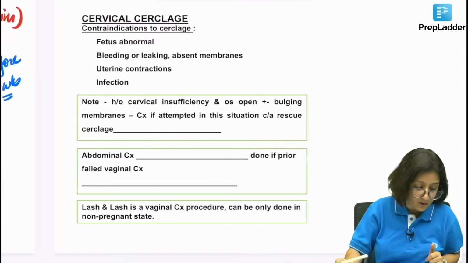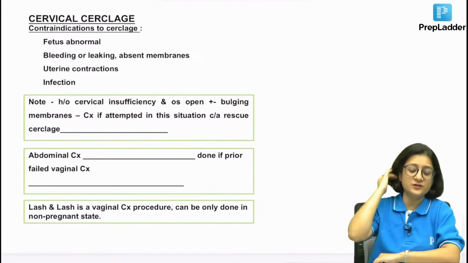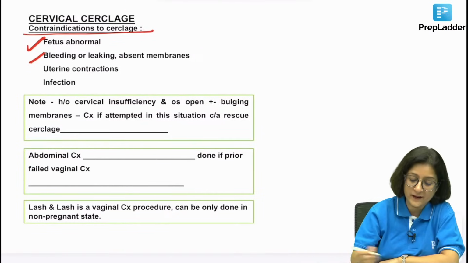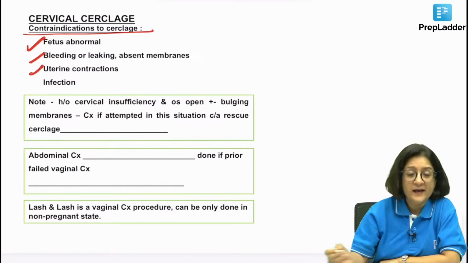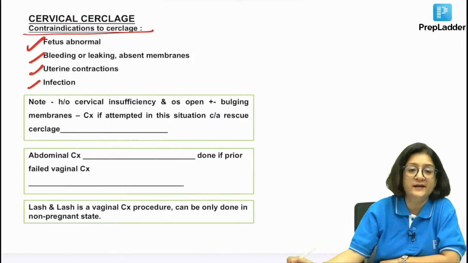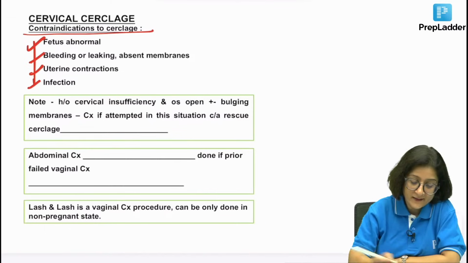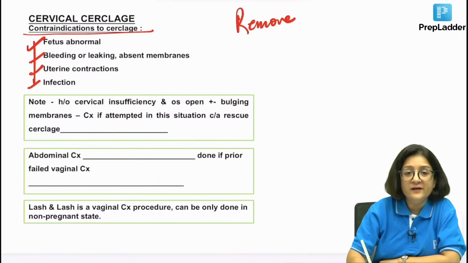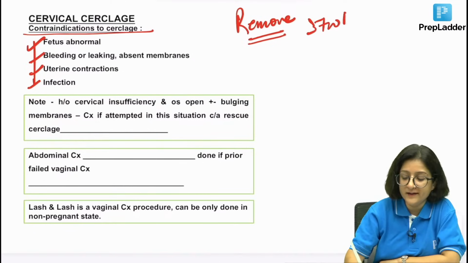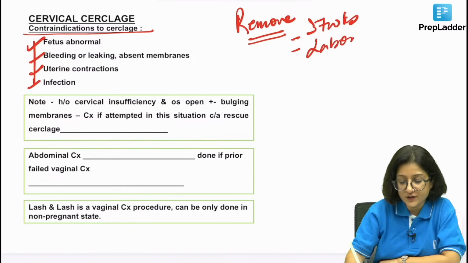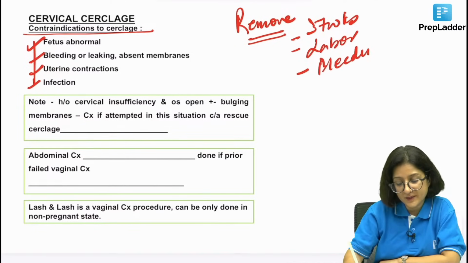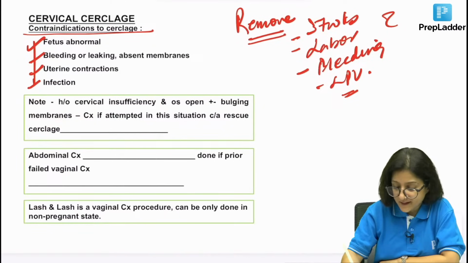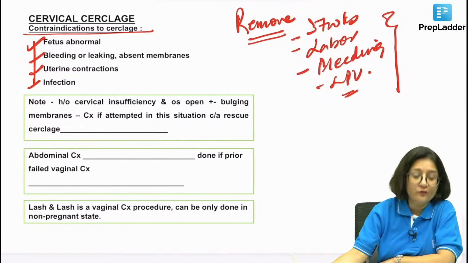Okay, now as you can see, contraindications to cerclage, very important. Fetus is already abnormal, bleeding or leaking or membranes are absent, if she is getting uterine contraction already, if infection is there already, these are contraindications to cerclage. So when do we remove? We remove the cerclage when she is already 37 weeks, or she goes into labor, or she develops bleeding, or she develops leaking PV. Obviously, these are indications to remove, isn't it?